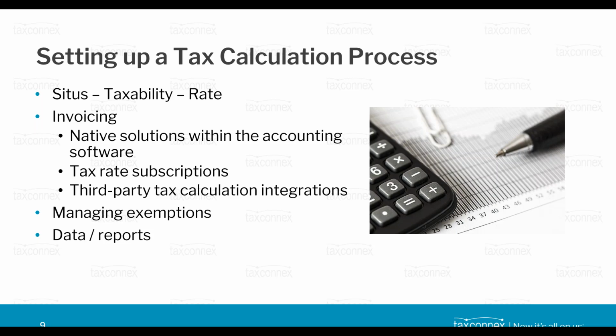And we've talked about at least two of these three already, but you need to know the situsing. So what is the jurisdiction in which the taxable event is occurring? You need to know the taxability of that revenue stream in that specific jurisdiction, and you need to know what the tax rate is. If you know those three things, then you're going to be able to very adequately apply sales tax to those transactions.